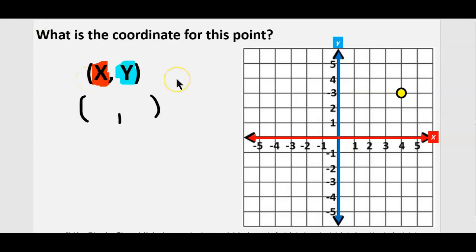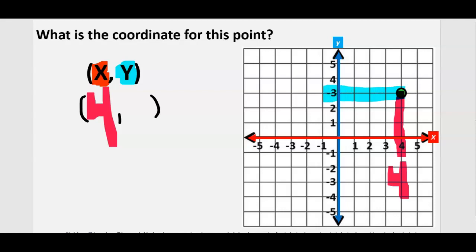The x and the y. I use the x for red, y for blue. So if I go from this point until I get to the red line, I end up with a 4. So my x value is 4. Now my y value, straight to the y-axis, I get a 3.